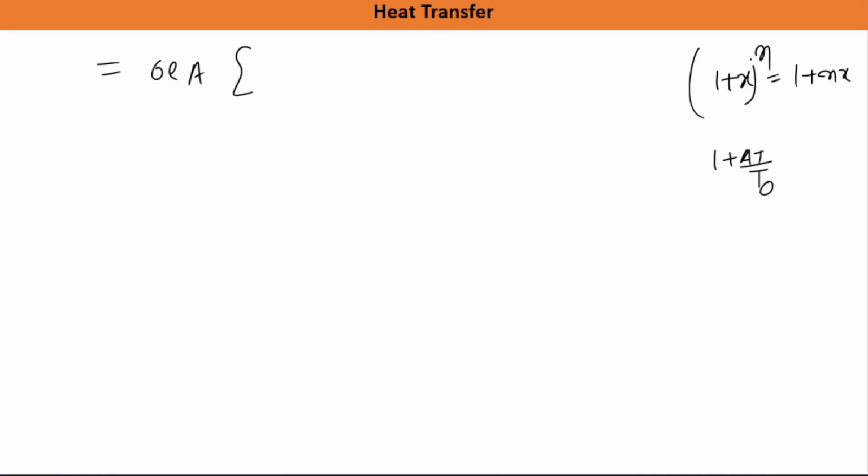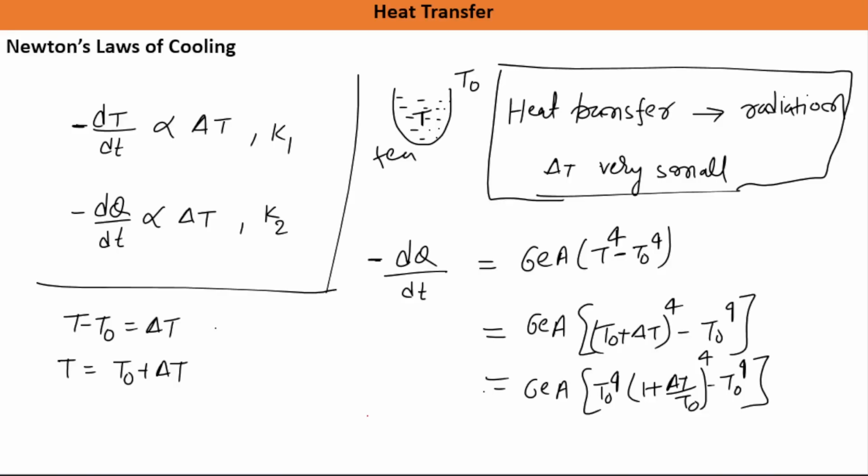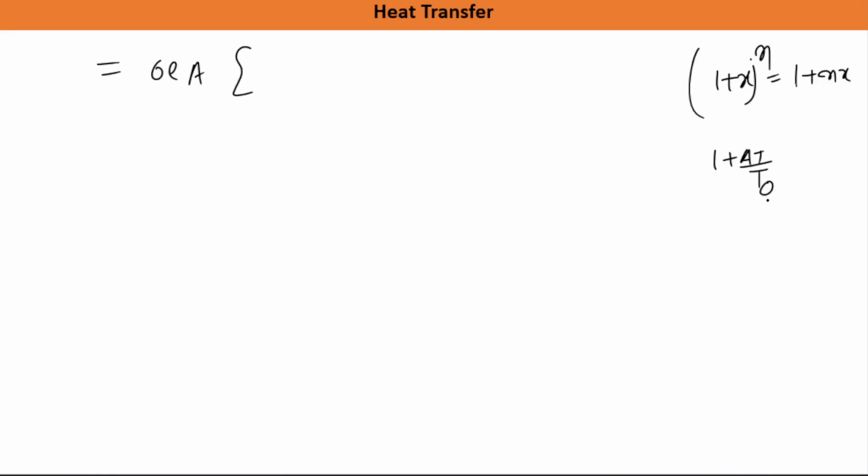Now if you write it sigma EA, we can use one expression: 1 plus x to the power n, we can write as 1 plus nx if x is far less than 1. So here also it is 1 plus delta t by t naught, and we know that delta t by t naught, yes, we know that delta t is far less than t naught.